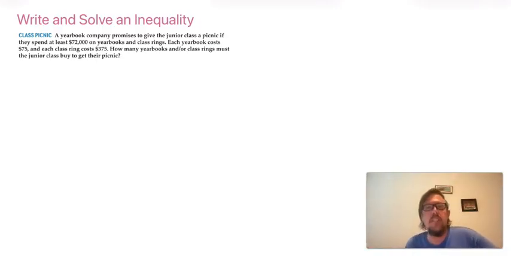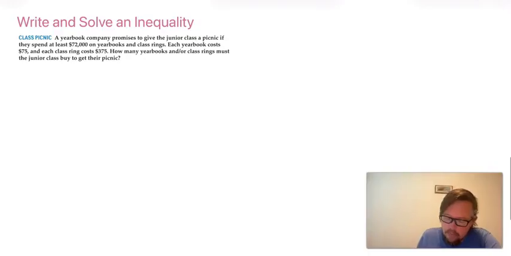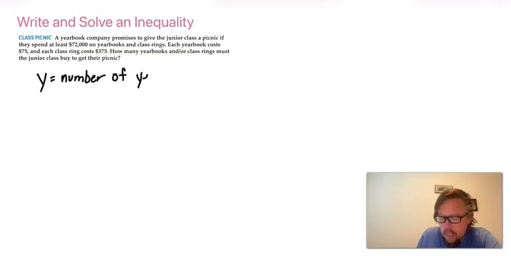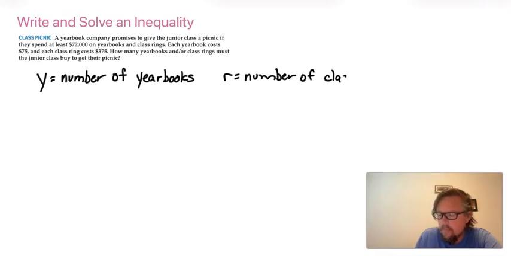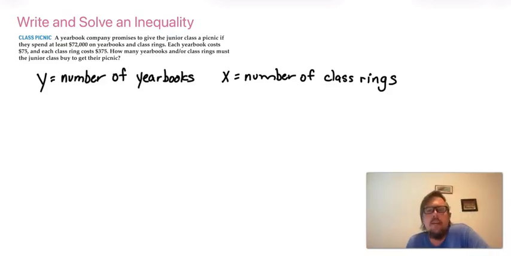And the first thing we need to do is define our variables. So the two things that we have, of course, are yearbooks and class rings. So let's say y is the number of yearbooks that they buy, and we'll say r is the number of class rings. Or you know what, since we're going to graph this, let's just make x the number of class rings. So y is the number of yearbooks, x is the number of class rings. We'll use y and x so we can graph it.